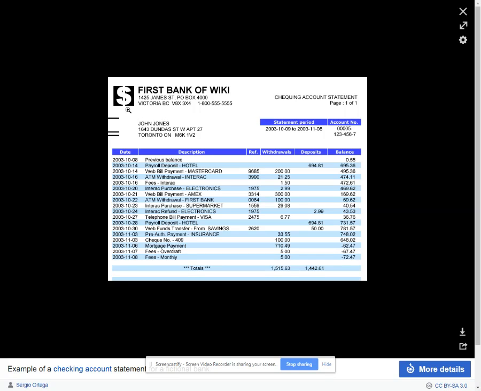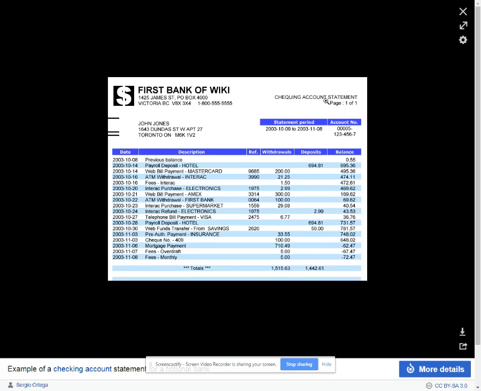First, you're going to notice that the name of the bank and the address of the main corporation center for the bank is right here. It is First Bank of Wiki. Of course, this is a fictitious bank. It's something made up. And the corporate center is listed at this address with this phone number.